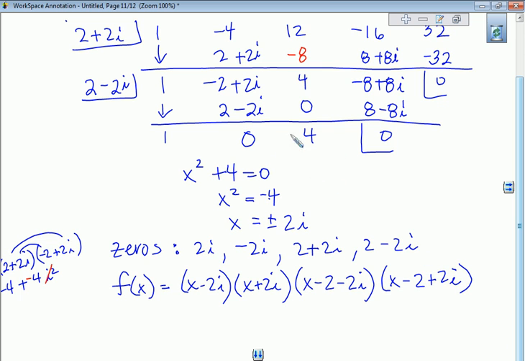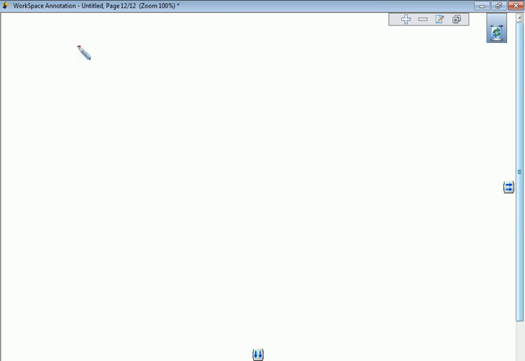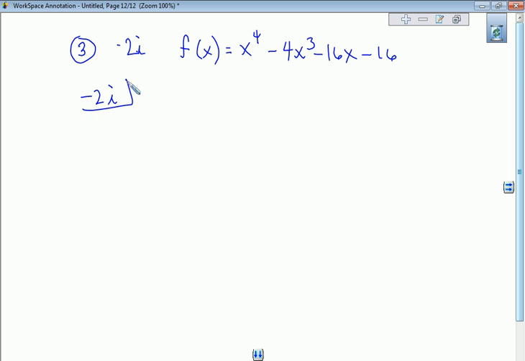Okay, now sometimes when we get to this level, we may have a quadratic that you still have to use the quadratic formula for. And that's fine. So let's do one like that, and then we'll be done. Last example, example 3. If we have one factor of -2i for this function, we're going to do a 4th degree again. Okay, so what we would do is we would put the -2i here. We'd have 1, -4, -16, -16.